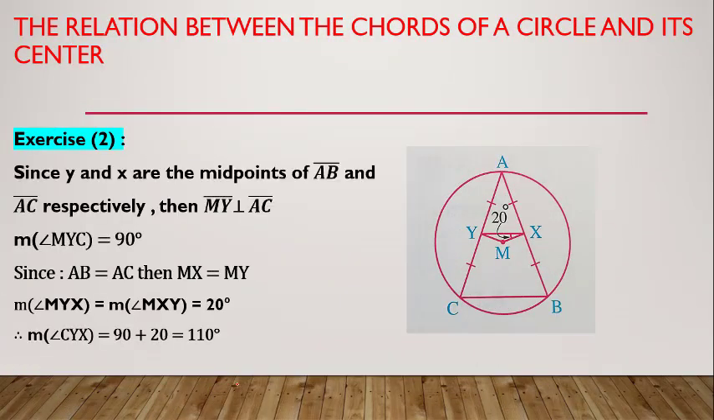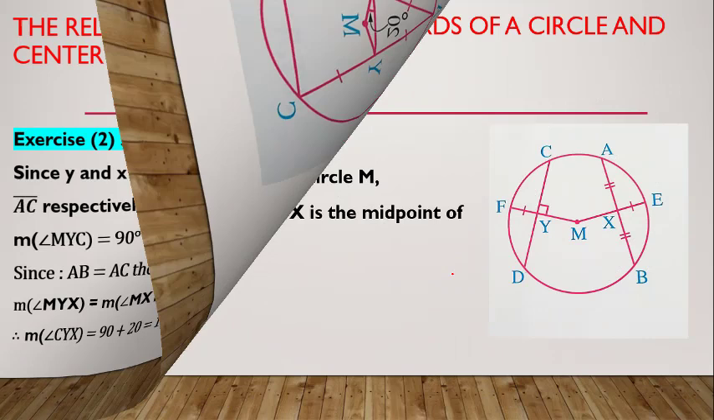Exercise number 2. You should get 110. This is the measure of angle XYC, or CYX.